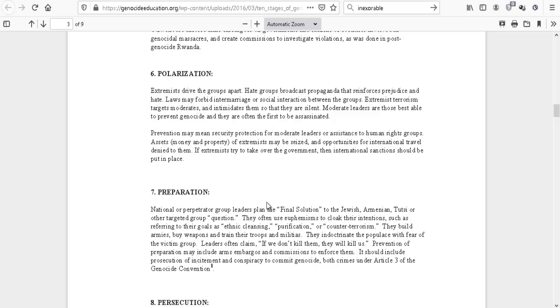7. Preparation. National or perpetrator group leaders plan the final solution to the Jewish, Armenian, Tutsi, or other targeted group question. They often use euphemism to cloak their intentions, such as referring to their goals as ethnic cleansing, purification. Purification, exactly as the Hopi prophecy says that the final time in their prophecies, at the end, for them the end too, they call it the Great Purification.